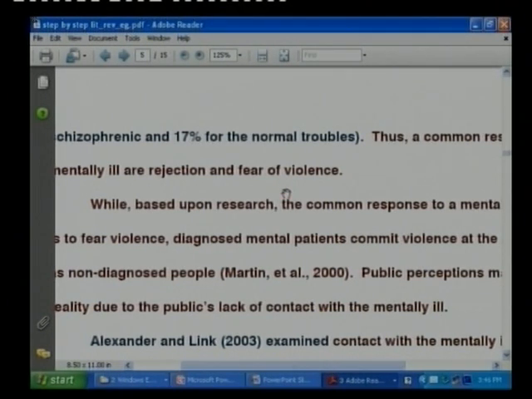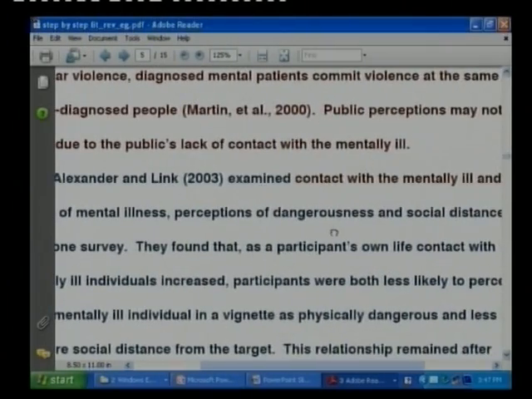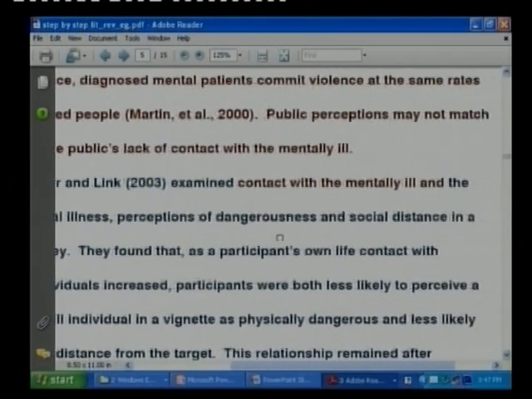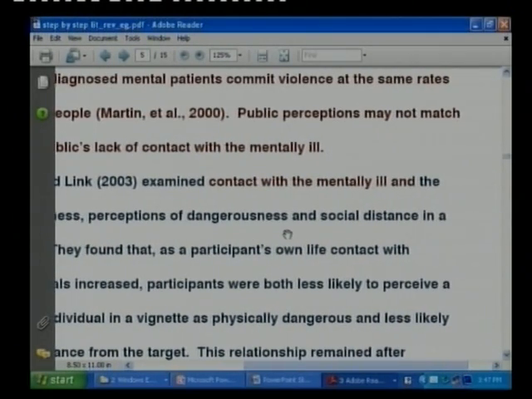This blue and maroon color shows that the maroon color is the addition done by the research scholar to what was reviewed earlier at the first and second stages. So these are the additions. Say, for example, Alexander and Link 2003 examined contact with the mentally ill, and so on. In the third phase of the literature review, these words are added as a filler in the case.